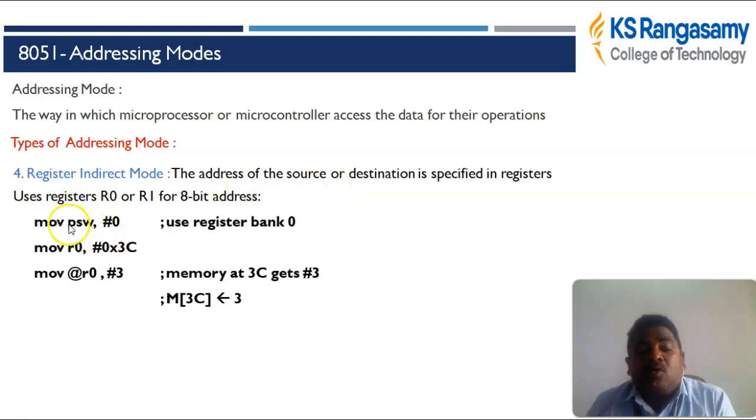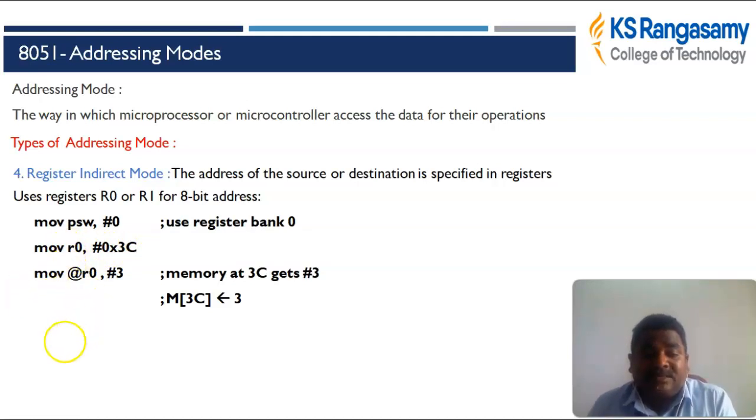See here, MOV PSW, #0. That means use register bank 0. Then here MOV R0, #3Ch. That means 3C will be copied to R0. Here for this instruction itself, 3C is considered as data that will be copied to R0. Right? That will be copied to R0.